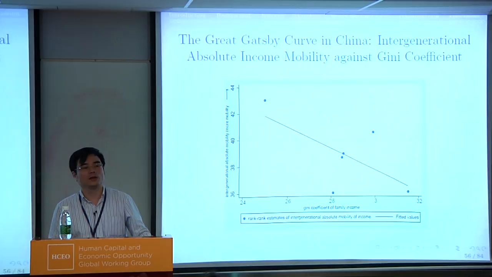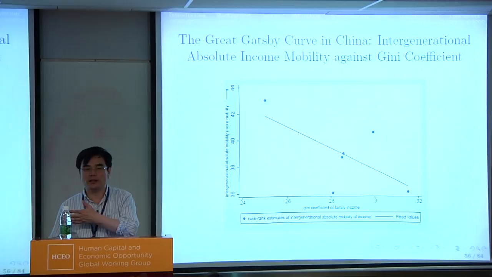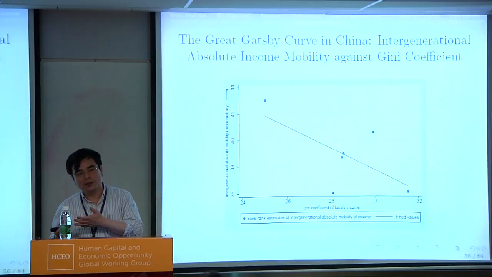So that's bad news for us. Income inequality and mobility are negatively correlated. The higher the inequality, the lower the mobility. That's bad. And the lower the mobility, the higher the inequality. It depends how you interpret it. It's just correlation.